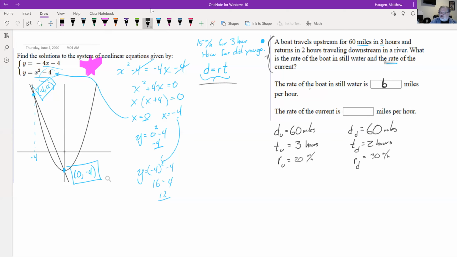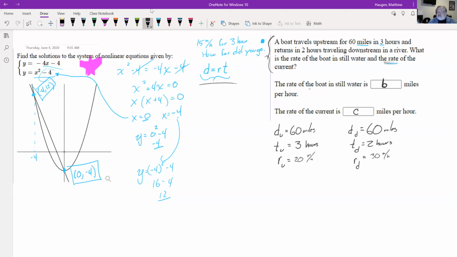What is the rate of the current? What do you want to use for that? C. C for current. Look, I'm exceptionally simple. How about W for water? I'm simpler. No, we can use C. I don't want to be argumentative. So boat and current.